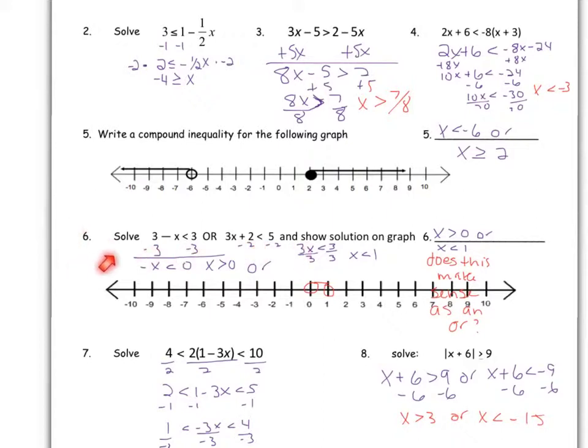So for 6, just like equations, there are going to be some inequalities that just don't make sense once you solve them. So in this case, it didn't make sense. This is what I came up with. So once I did all the solving steps, you can't have x is greater than 0 or x is less than 1. If this had been an and, it would work, but as an or, it does not work. So you need to point that out.